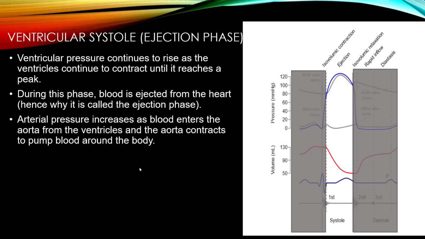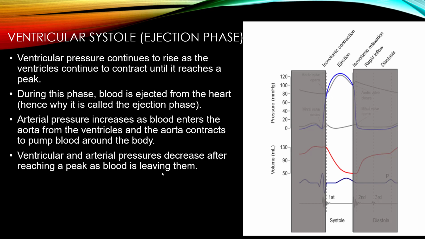Aortic pressure increases as blood enters the aorta from the ventricle and the aorta contracts to pump blood around the body. When the blood enters from the ventricle into the aorta, the aortic pressure increases, and here you can see the aortic pressure is also increasing. This contraction in the aorta causes increased pressure in the systemic circulation or in the arteries.